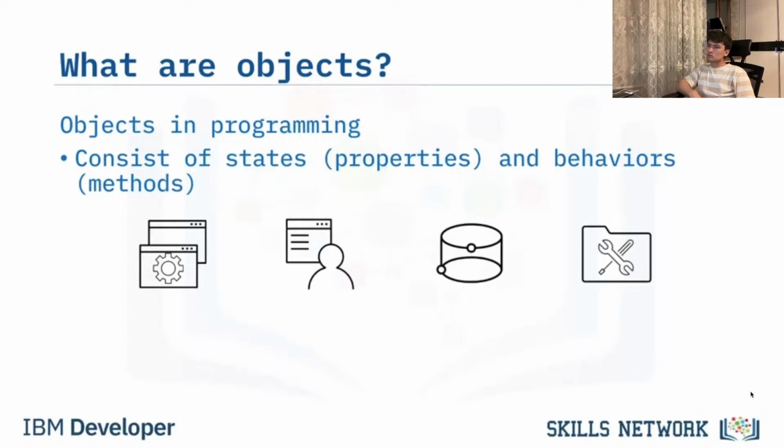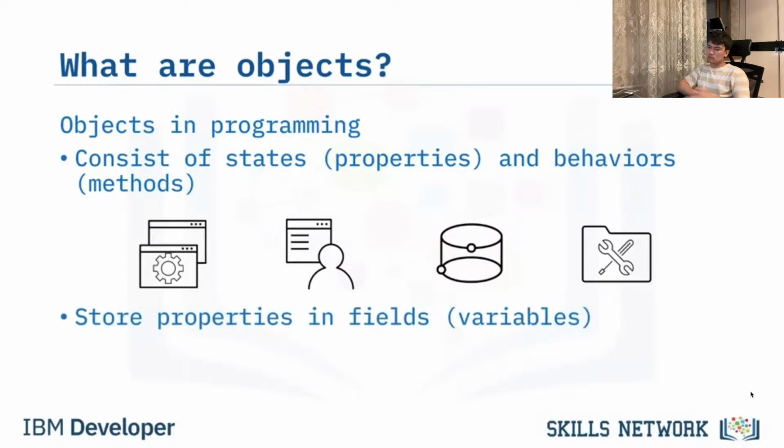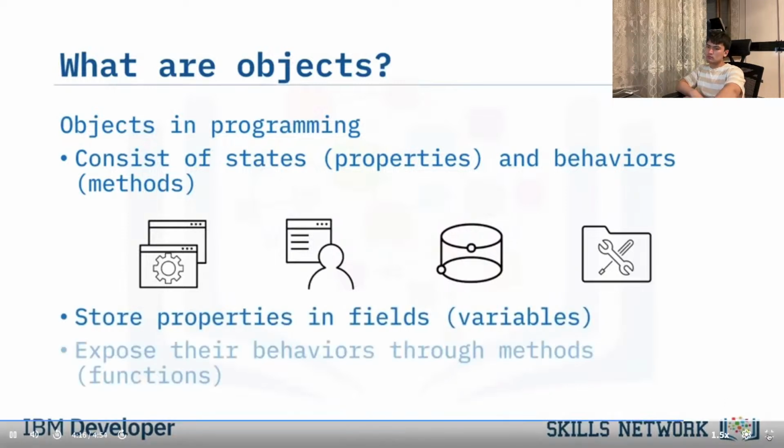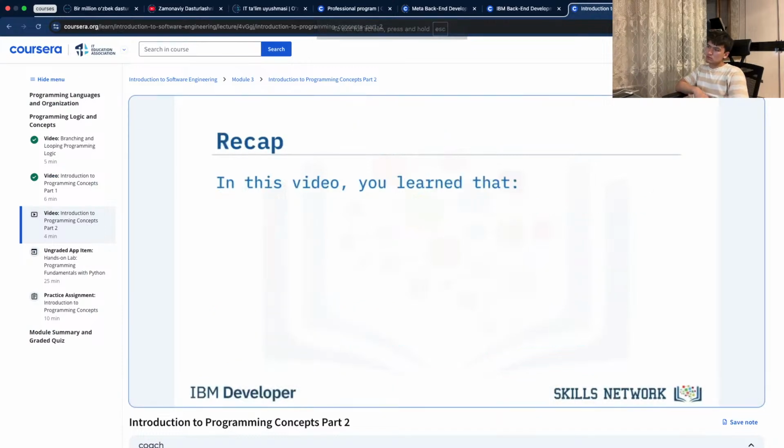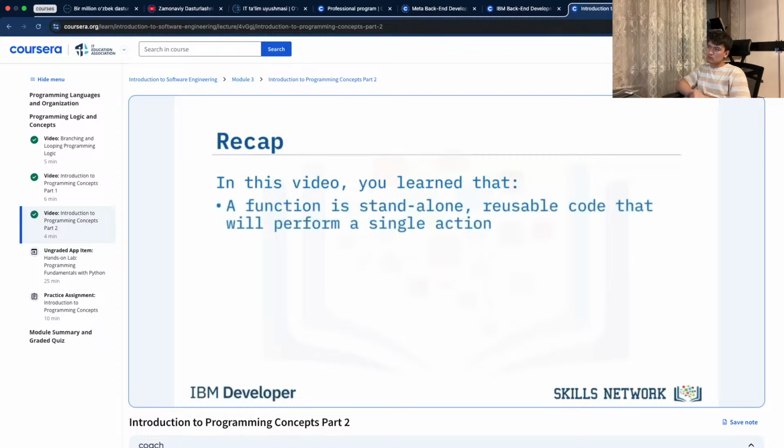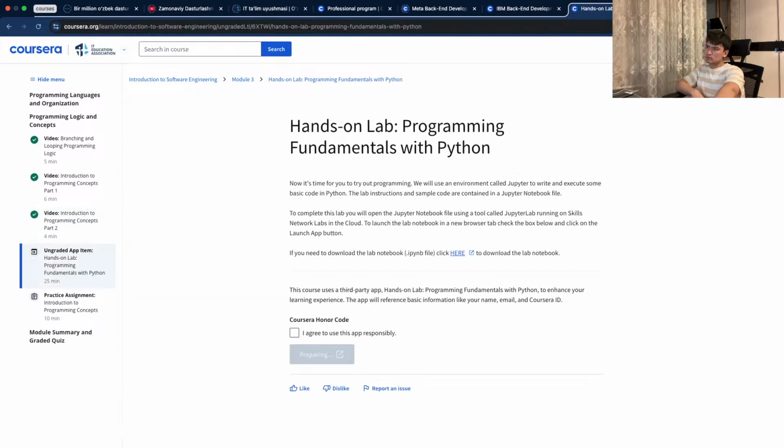Software objects can be anything, such as a Windows service, a user account, a database table, or a system folder. Objects store their properties in fields, referred to as variables in some programming languages, and expose their behaviors through methods, referred to as functions in some programming languages. In this video, you learned that a function is a piece of structured standard.